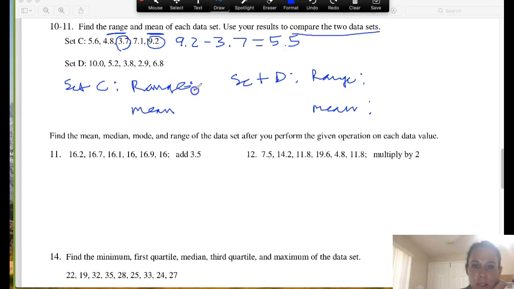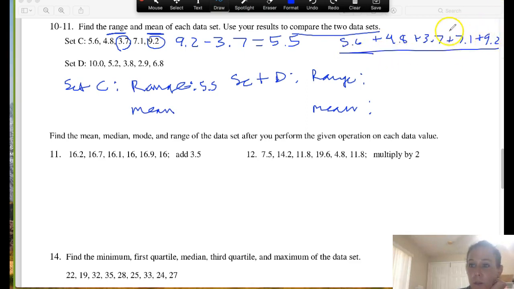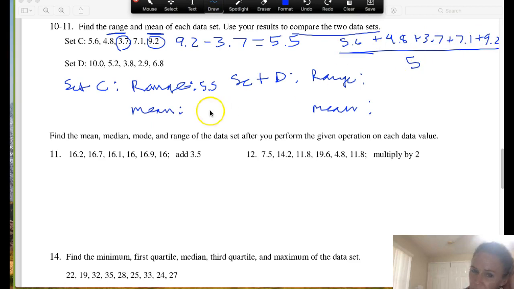So the range of set C is 5.5, from the smallest to the largest. Now let's do the mean for set C. So I'm going to add up all my numbers: 5.6 plus 4.8 plus 3.7 plus 7.1 plus 9.2 and divide by the number of data points, 1, 2, 3, 4, 5. Just do this on a calculator. Add these up and divide by 5, and you just get 6.08. So there's your range and your mean for set C.